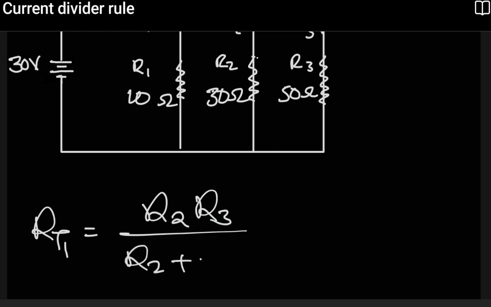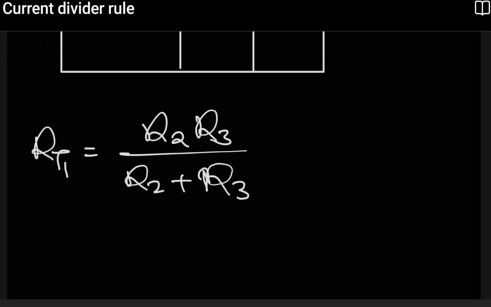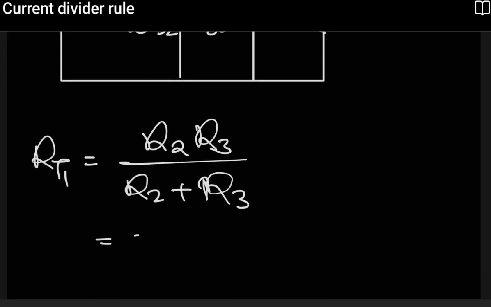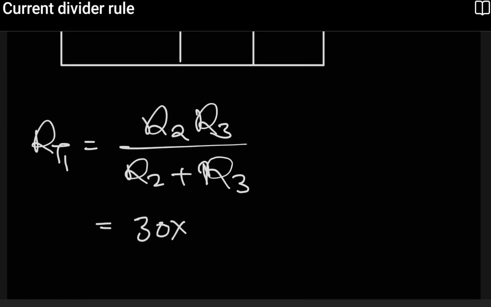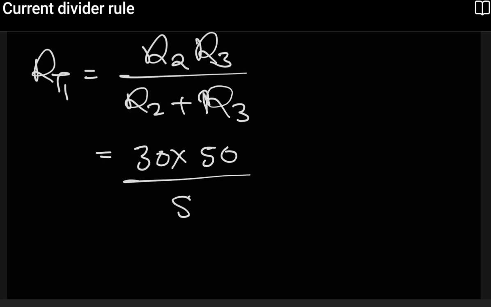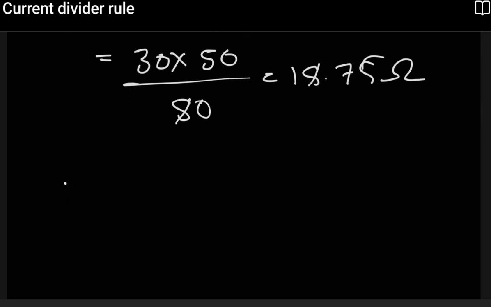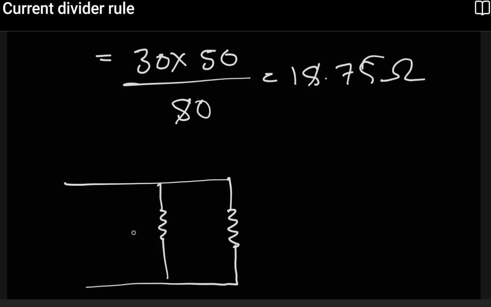Then their sum. So of course from here, R2 is 30. R3 is 50. Then their sum, 50 plus 30 is 80. So from here, we get the total resistance here as 18.75 ohms. So what this gives us is a combination of R2 and R3 and R1 still here. So R1 was 10 ohms and RT1 is 18.75 ohms.